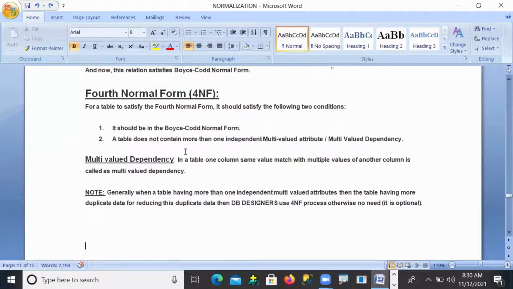The next one is what we call the fourth normal form. So what are fourth normal and fifth normal forms? Basically, these two are not mandatory techniques. They are optional techniques, and people may use them or not, it's their wish. Why is it called optional? Let me explain. We will check out these two fourth and fifth normal forms in tomorrow's session.